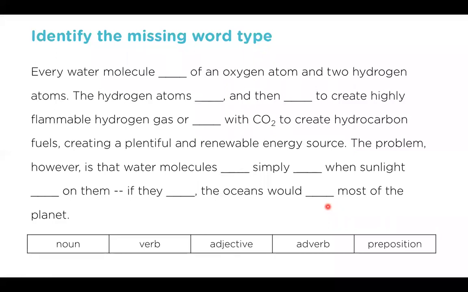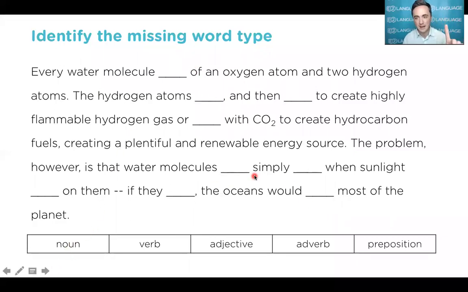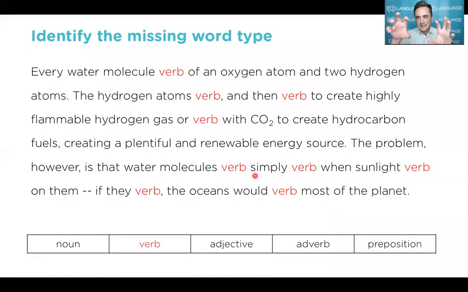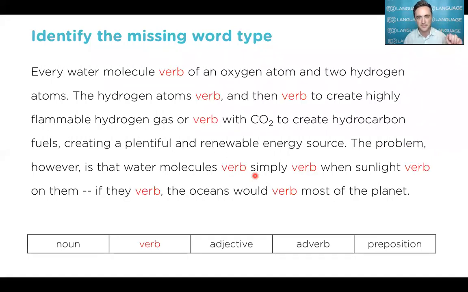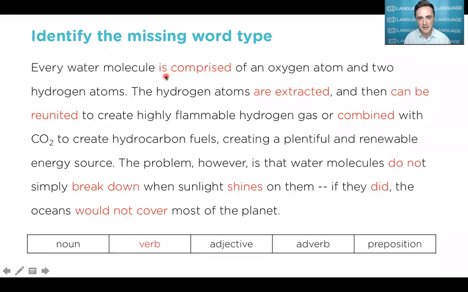They're all one type of word, and I just gave it away. These are all one type, okay? So all of these ones are verbs. I deleted all of the verbs, okay? So you should be able to look at this and go, okay, all of the verbs are missing. There they are, all of the verbs. And if we look closely, here they are: is comprised, are extracted, can be reunited, combined, break down, shines, did, would not cover.